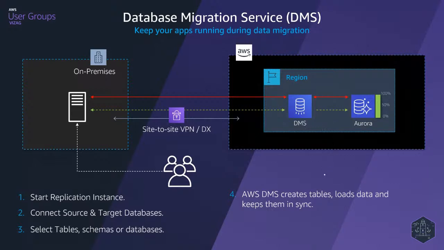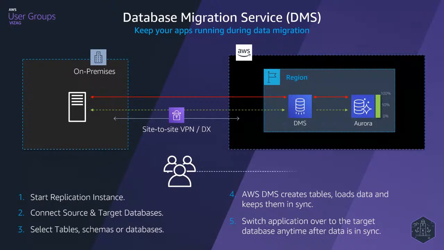And basically, once all of this is done, and now that you're sure that all of the migration has happened, you can go ahead and switch your applications from connecting to your on-prem to the Aurora database. So this is how you can use DMS to migrate your data without any interruptions.